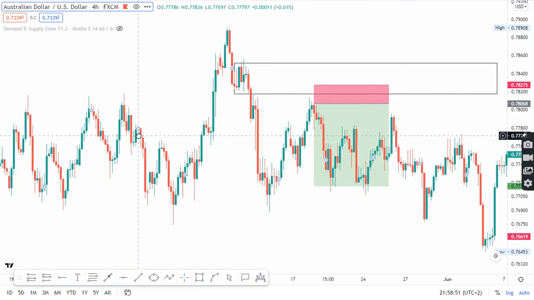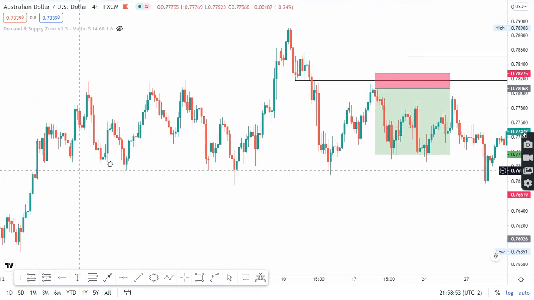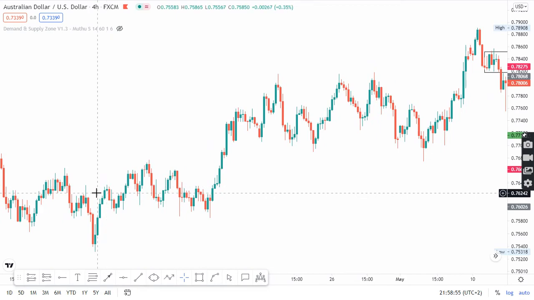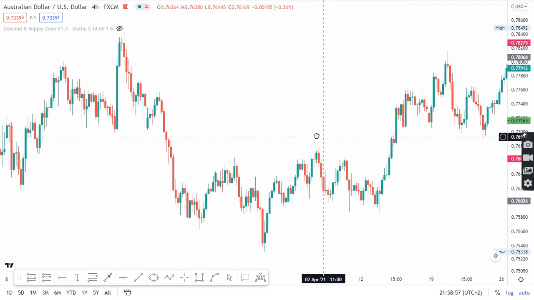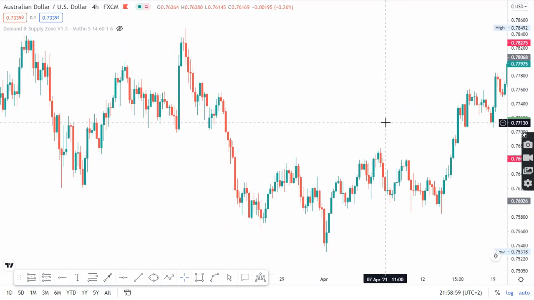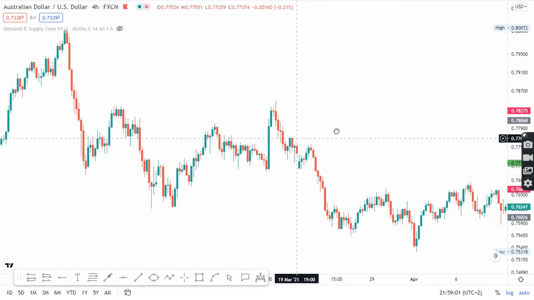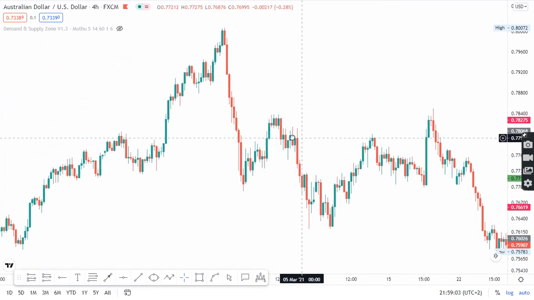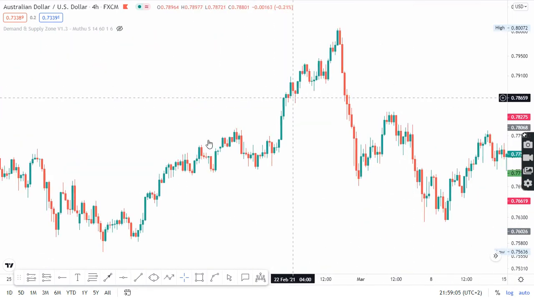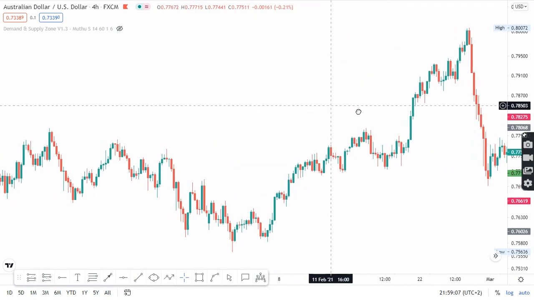I want this to sink in, guys. This is a very, very simple strategy. You don't have to complicate it. Just follow simple rules. Okay, that was drop base drop. Let's try and look for rally base rally. Let's see if we can find another setup like that.